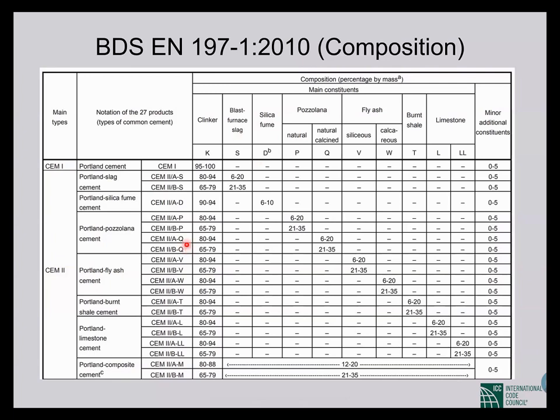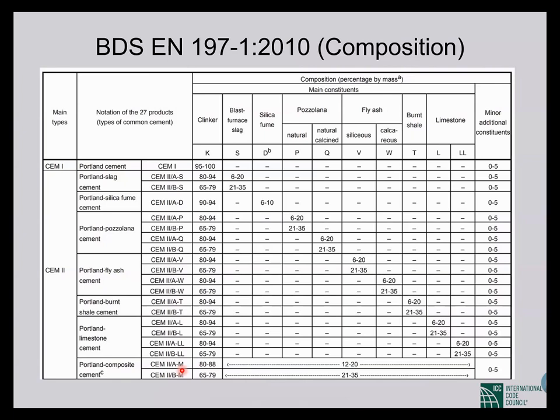So in case of Bangladesh, these two are mostly available. One is CEM 2 AM. By M, it means multiple types of additives are added with CEM 2 type of cement. That's why M. M is for multiple types. So CEM 2 BM. And in many cases, it is mentioned that CEM 2 AM.